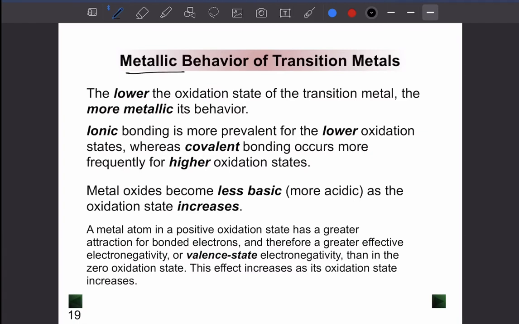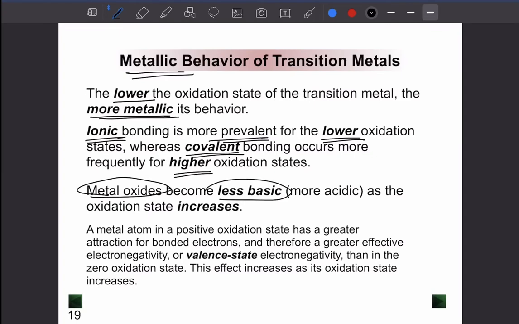In terms of metallic behavior, the lower the oxidation state, the more metallic its behavior. Ionic bonding is more prevalent when you have a lower oxidation state, whereas covalent bonding is common when you have a higher oxidation state. In the same way, metal oxides become less basic, more acidic, when the oxidation state is larger. As the oxidation state starts increasing, the acidic behavior also starts increasing.